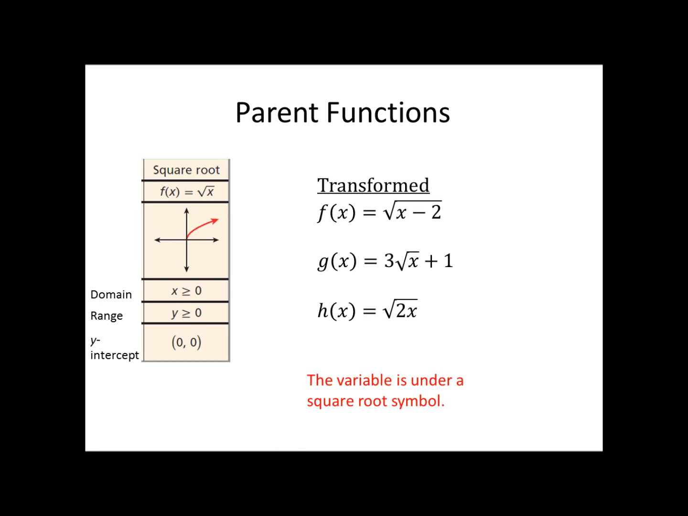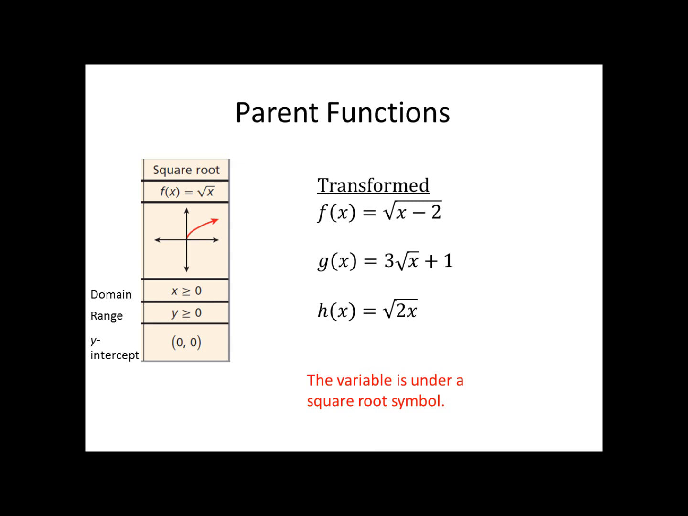Our last type of function, a square root function, the parent function is f of x equals the square root of x. We see this graph is very one-sided. That's because the domain is only x is greater than or equal to 0. We can't plug negative numbers in. The range is also greater than or equal to 0. We can only get out positive numbers from this parent function. The y-intercept is 0, 0.